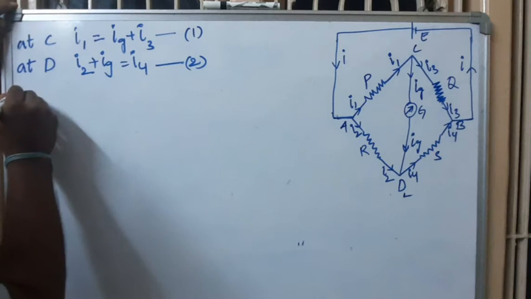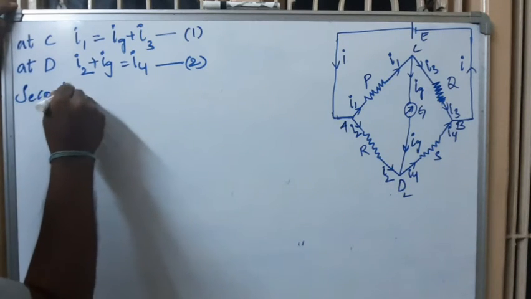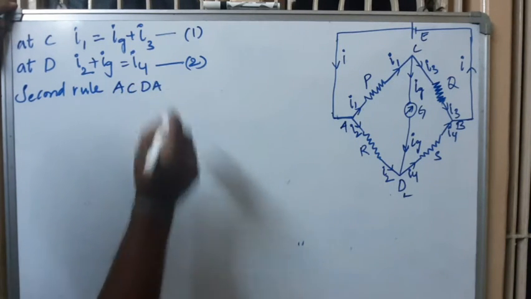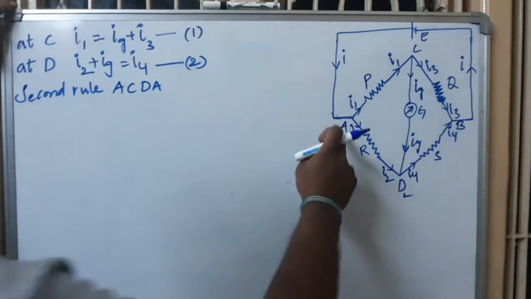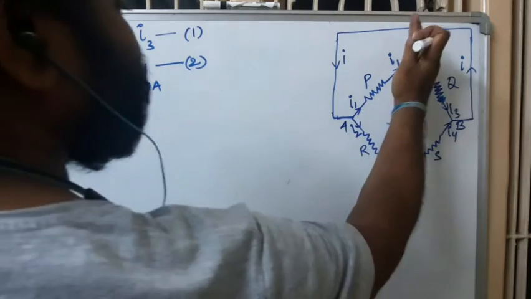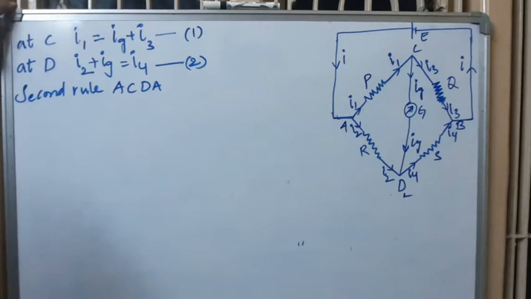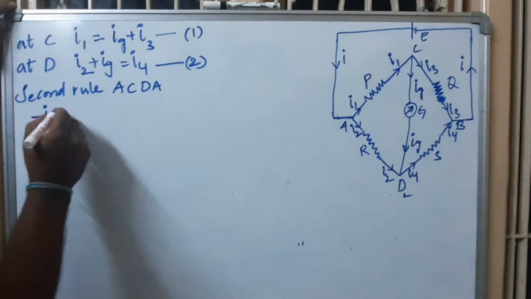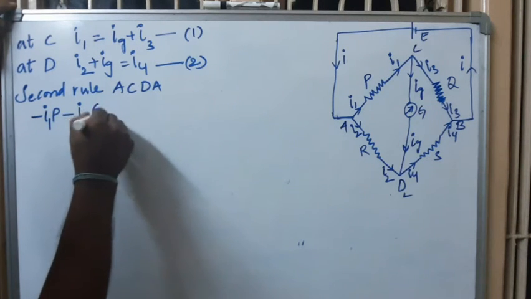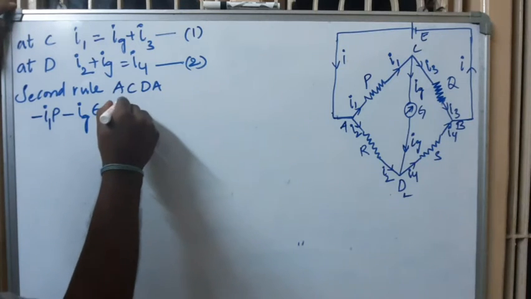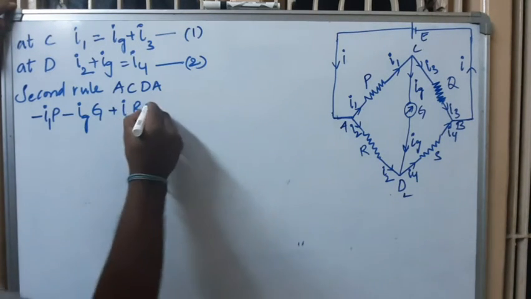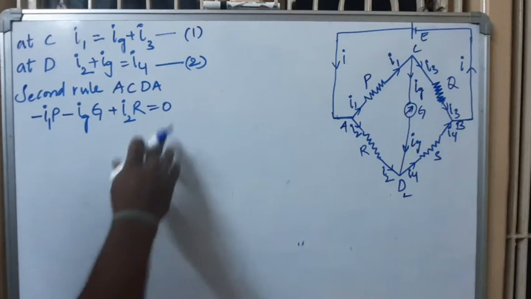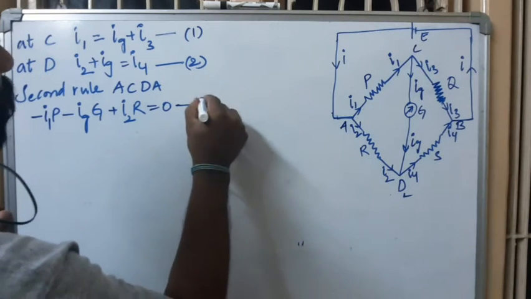Now applying Kirchhoff's second rule for the loop ACDA, which is this part. When you apply the second rule, we get minus I1P minus IgG plus I2R is equal to 0. This means the algebraic sum of the potentials including the resistances and the cells is equal to 0. According to that rule, we have written this.